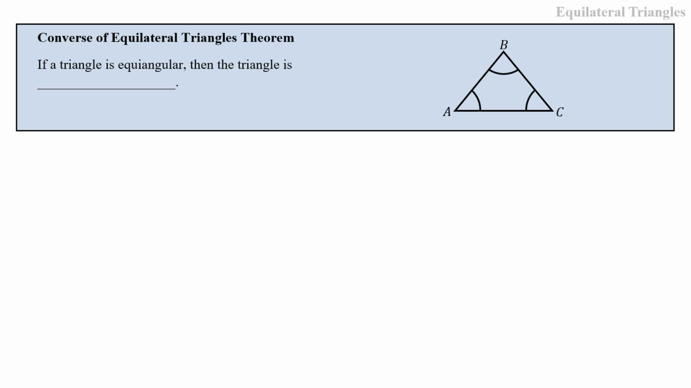And the converse of that will be the backwards. If a triangle is equiangular, then the triangle is going to be equilateral. So vice versa, if we have three angles that are equal, then we're going to have three sides that are equal as well.